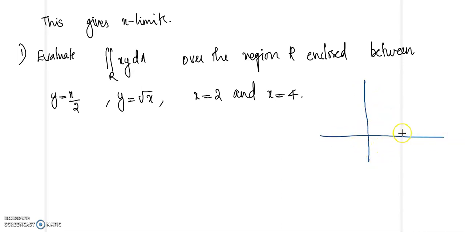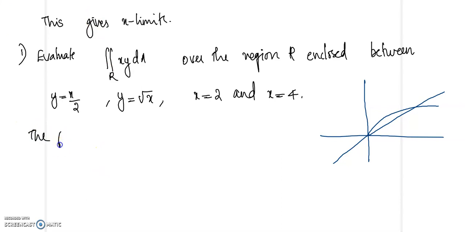So we have the line y equal to x by 2 and y equal to root x. y equal to root x will be the upper portion of the parabola y square equal to x. So that will be this portion of the parabola, and y equal to x by 2 will be this line. Okay.